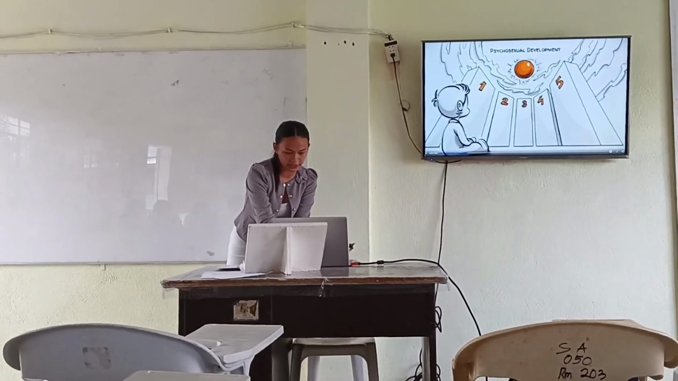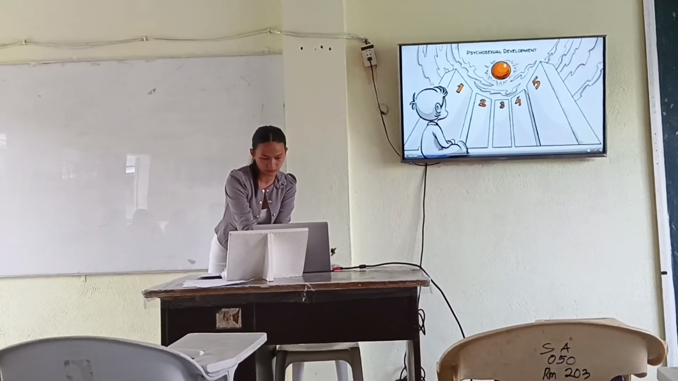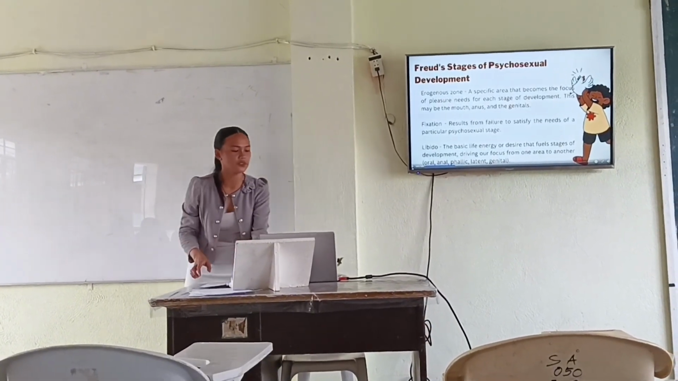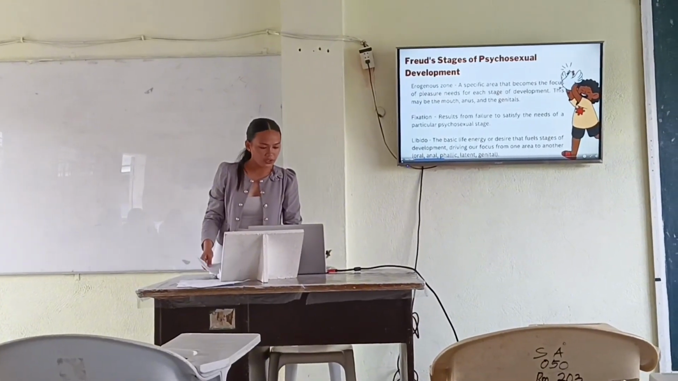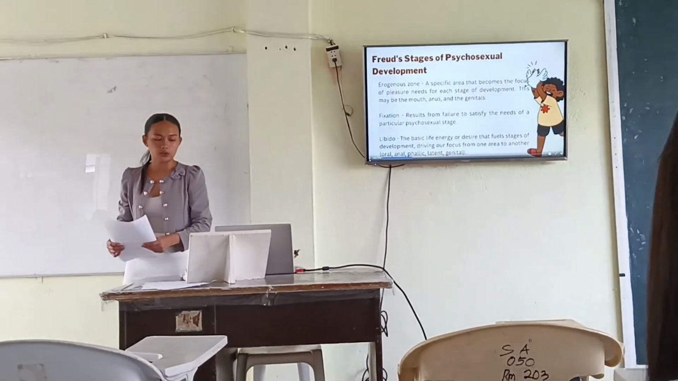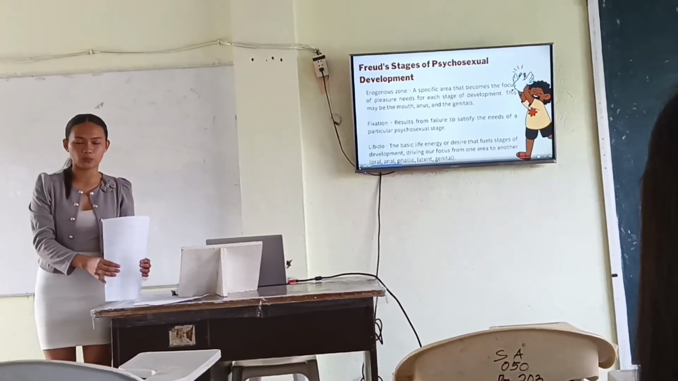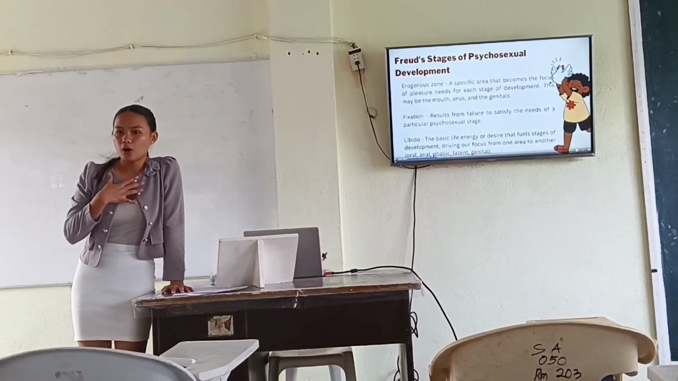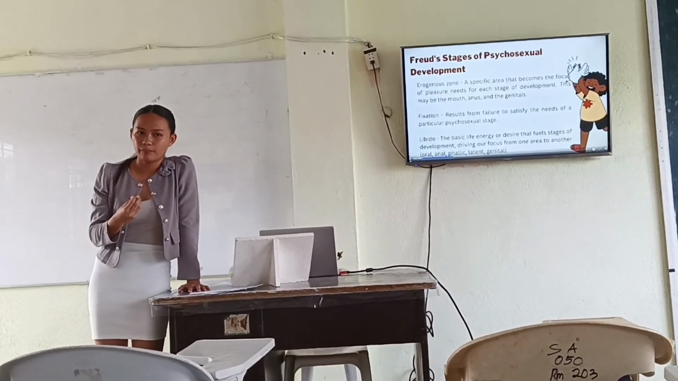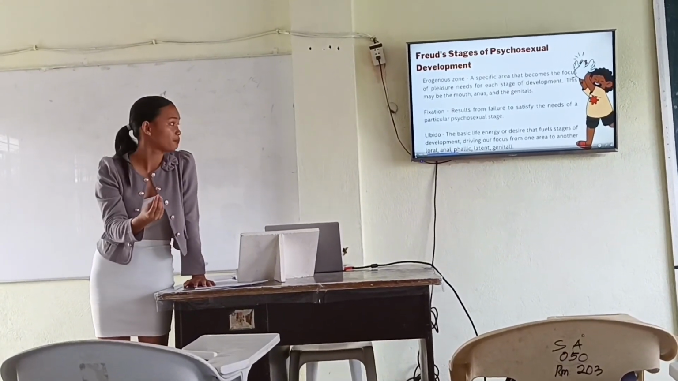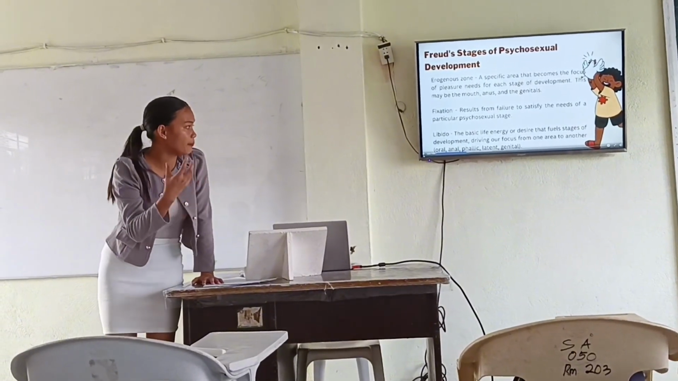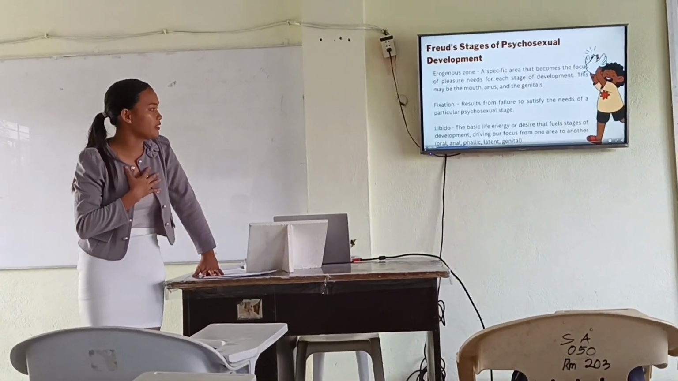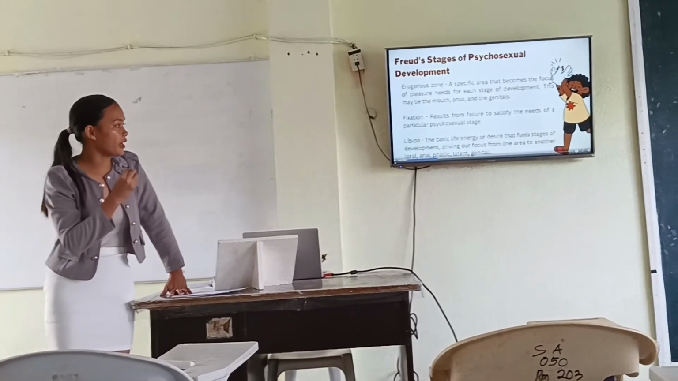So, there are 3 terms there, you can see: the erogenous zone, fixation, and libido. We will explain this in the simplest way possible. Libido is the pleasure, mao ni ang mo crave. Understand, this is the basic life energy or desire that fuels stages of development, driving our focus from one area to another.